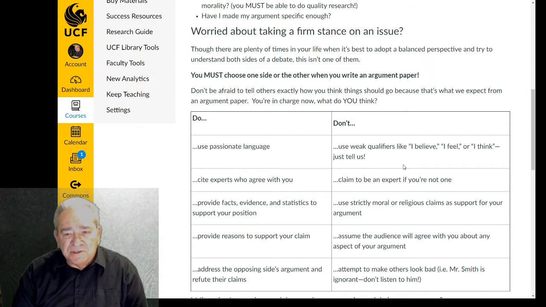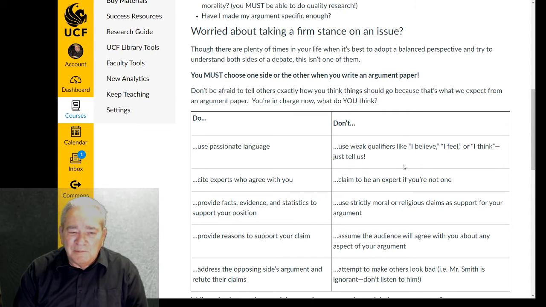Do cite experts who agree with you. Don't claim to be an expert if you're not one. It's kind of sad to say, I've read a little bit on climate change, and you've got PhDs on both sides. They both claim to be experts. So there are probably some subjects where it's hard to tell, because you say, I'm going to bring in my expert, and they bring in their expert. It's just like in a court of law. You have experts that disagree on things.